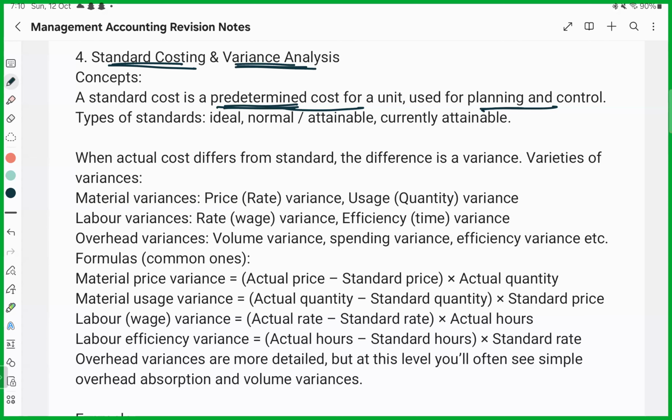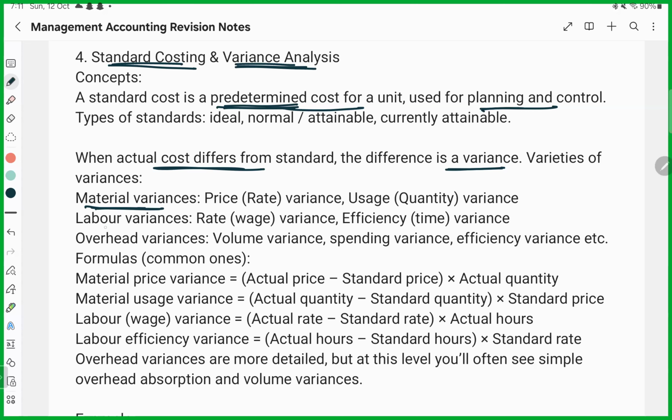When the actual cost differs from the standard, the difference is a variance. So when there is a difference between the actual and the budget, that difference is known as variance. The varieties of variances include the material variance, because the change in the profit of the organization can be because of the change in the material rates or the quantity.